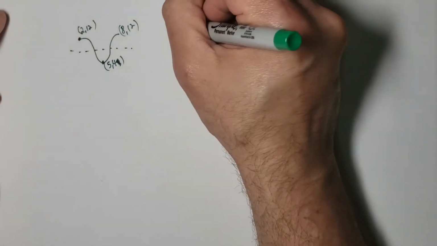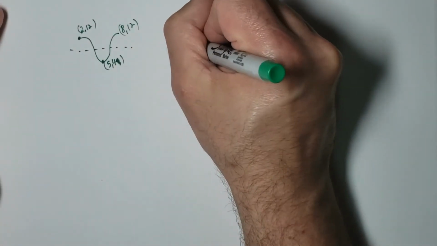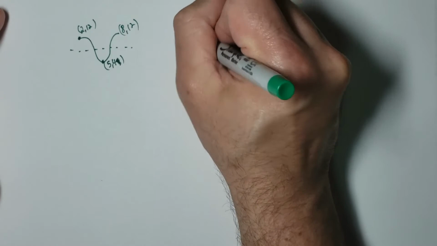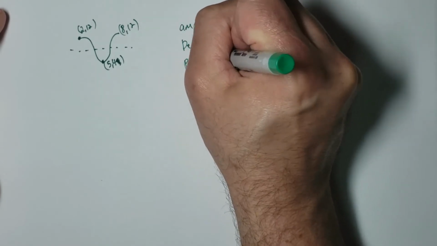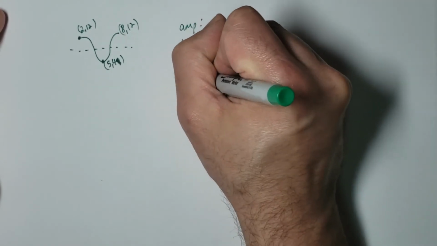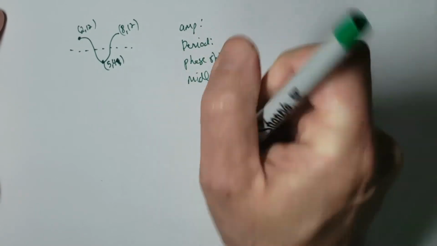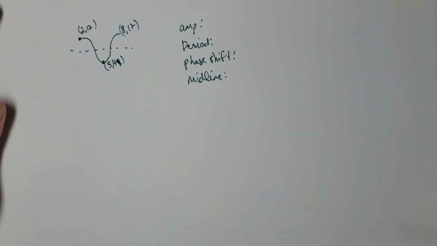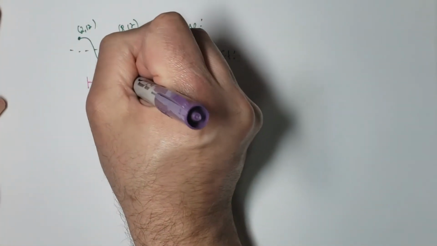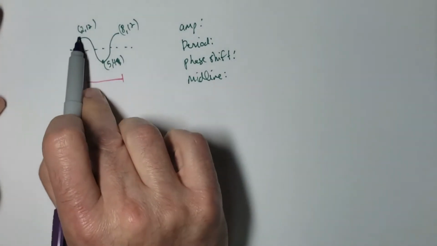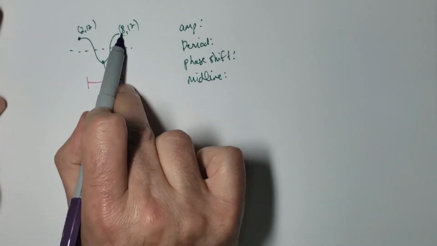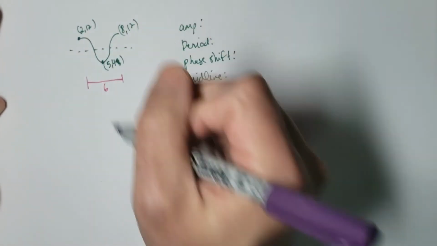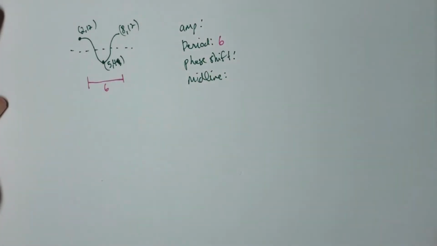So what we need to find is the amplitude, the period, the phase shift, and the midline. Let's start with the period. The period is the length of the cycle, the distance from the start to the end. And if I go from an x coordinate of 2 to an x coordinate of 8, that has a distance of 6. So the period is going to be 6.